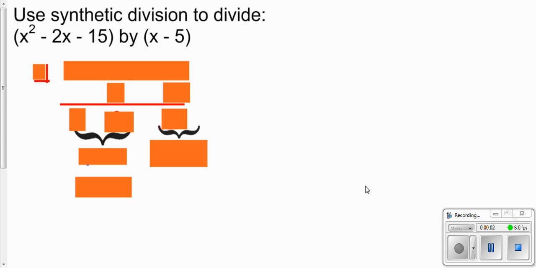We're going to go ahead and take a look at synthetic division now. It's another way to divide, and sometimes synthetic division works. It does not always work. Now, synthetic division works when you're dividing by x plus a number or x minus a number.